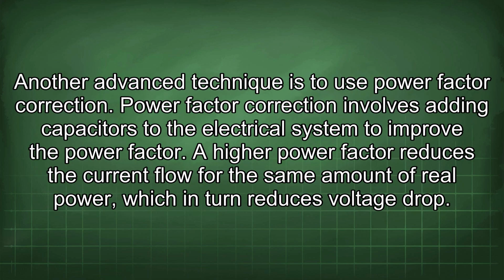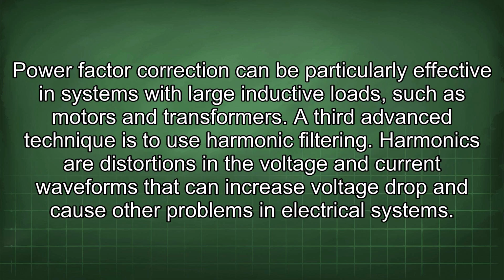Another advanced technique is to use power factor correction. Power factor correction involves adding capacitors to the electrical system to improve the power factor. A higher power factor reduces the current flow for the same amount of real power, which in turn reduces voltage drop. Power factor correction can be particularly effective in systems with large inductive loads such as motors and transformers.